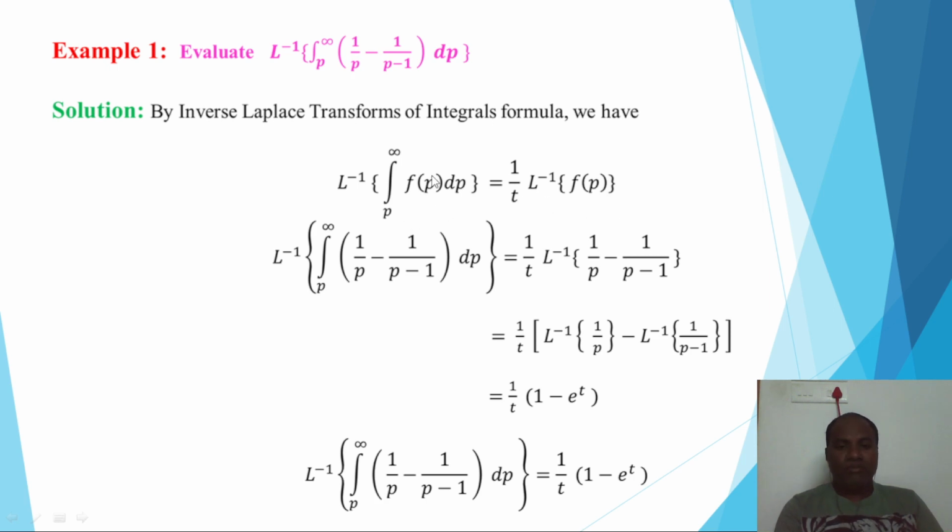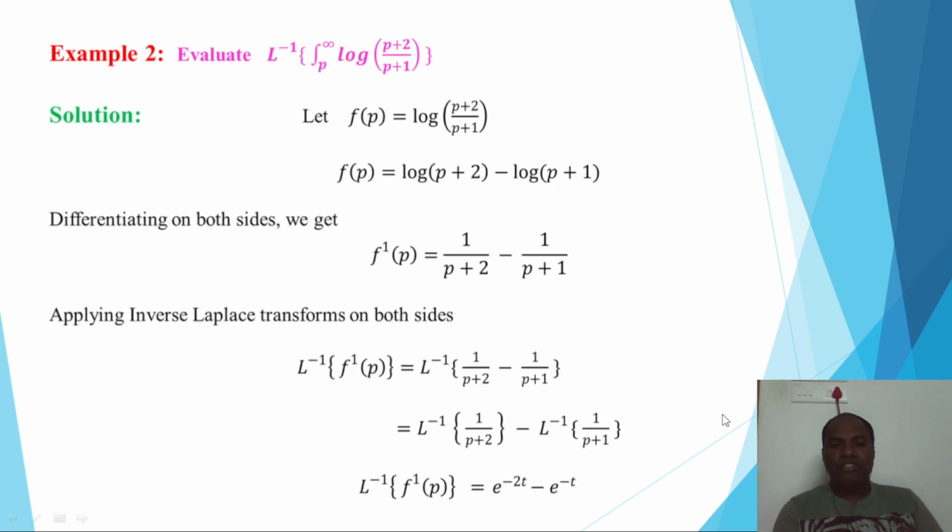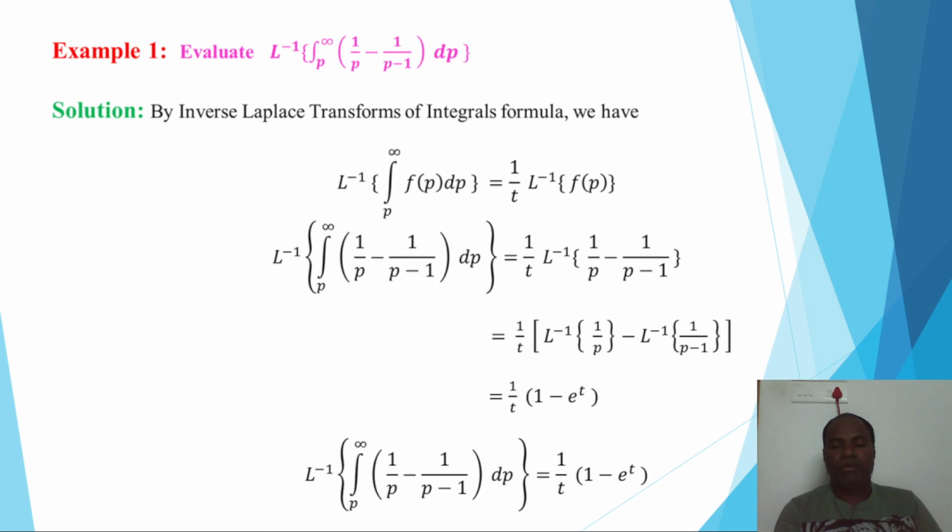Here, in the place of f of p, given in the problem is 1 by p minus 1 by p minus 1. We write it as 1 by t into L inverse f of p, which means the same, 1 by p minus 1 by p minus 1. Now we get 1 by t into L inverse 1 by p minus L inverse 1 by p minus 1. Now we have the formula here: L inverse 1 by p is 1, minus L inverse of 1 by p minus 1 is e power t. Therefore, the final solution is L inverse of the integral from p to infinity of 1 by p minus 1 by p minus 1, dp, is equal to 1 by t into 1 minus e power t. Okay, this is the simple formula.